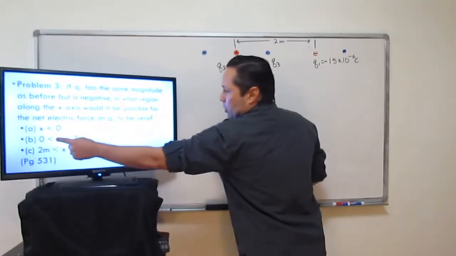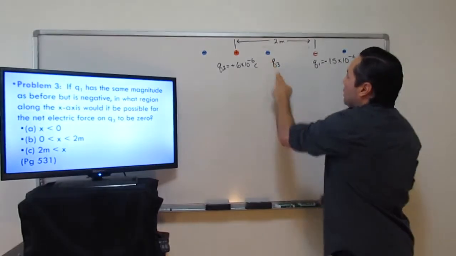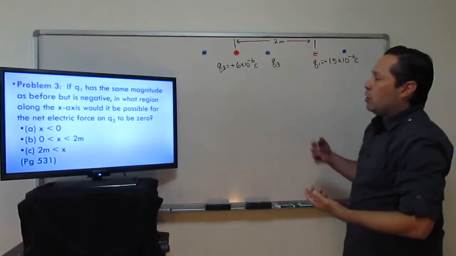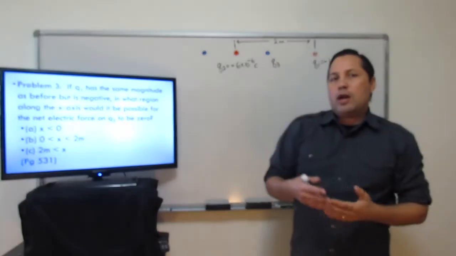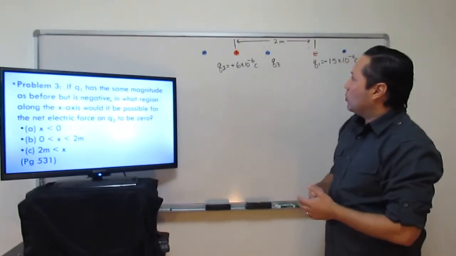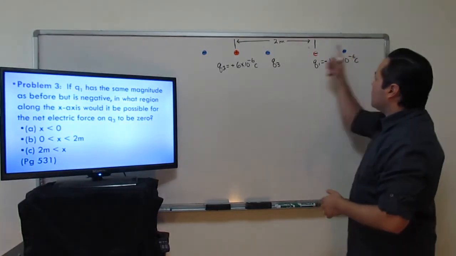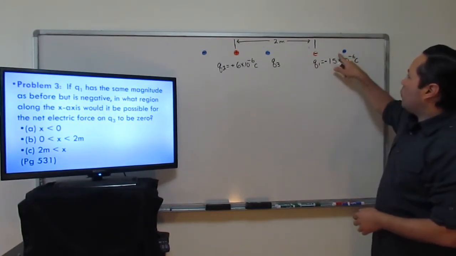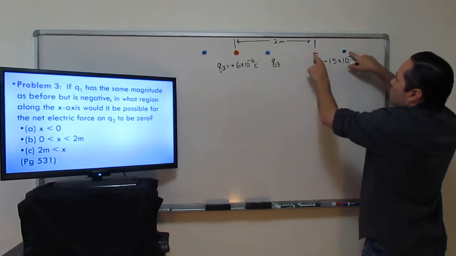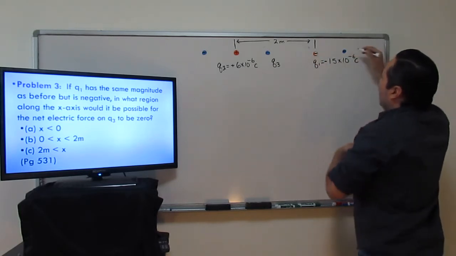Is it between 0 and 2? That's letter B. Or letter C, is it greater than 2? Where could we have Q3 have a net force of 0? One more time. Alright, so let's go through these guys. Alright, so let's start from right to left. Alright, so for this one, is this possible? Notice that these two are negative, they repel.